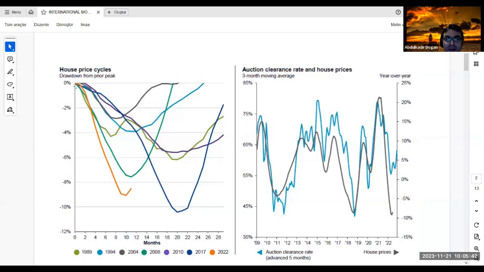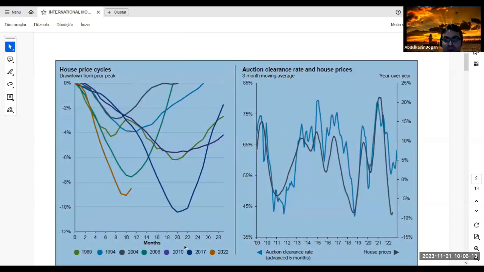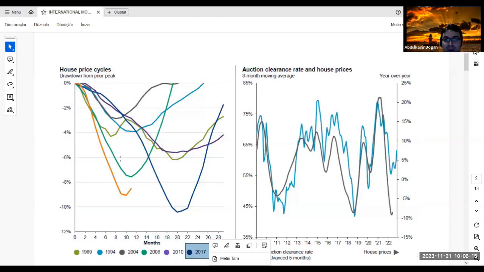So this green line shows how, during the 2008 global financial crisis, house prices went down from their peak approximately 10%. And after the central banks took measures in 2009, the following year, the house price converged to its previous level. Okay, and in 2007, please look at the same date.